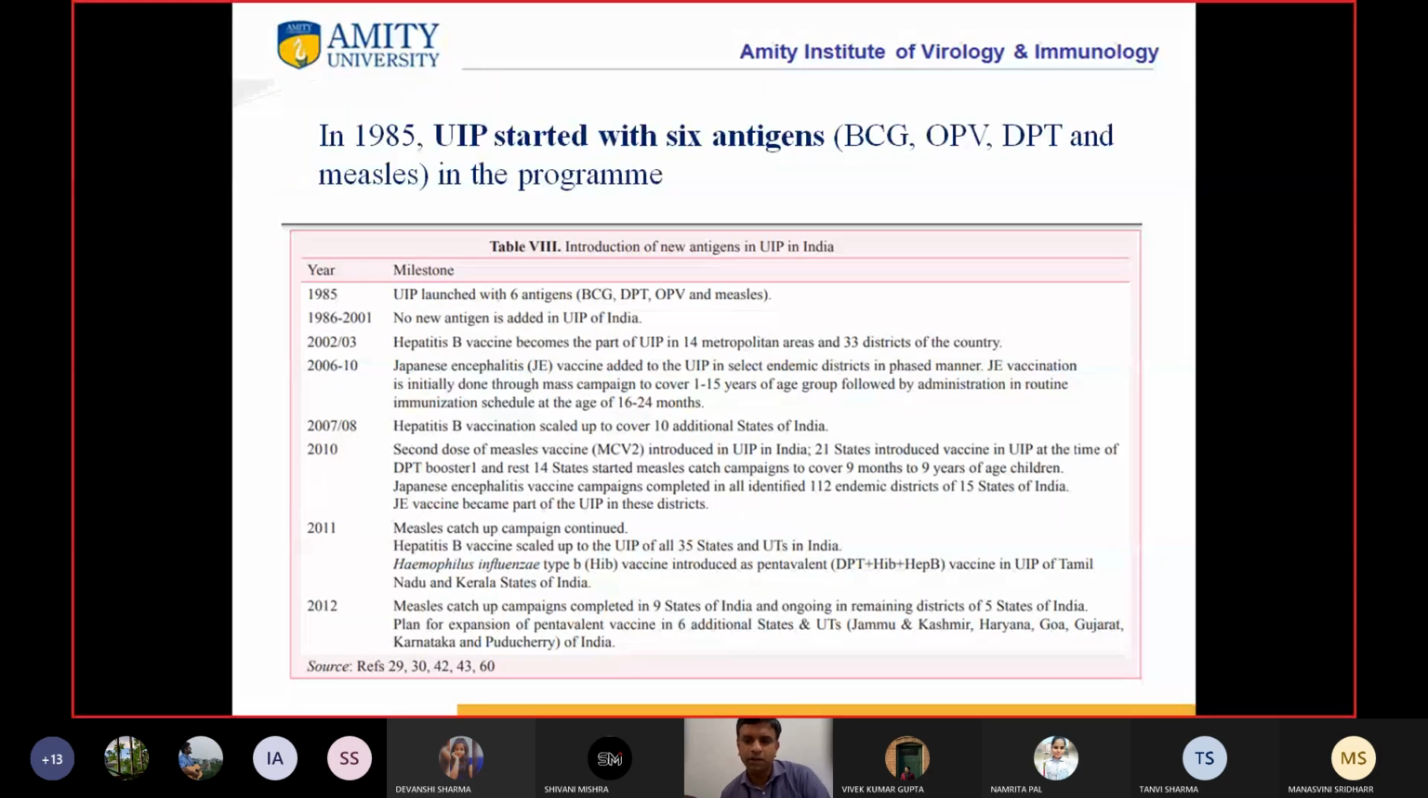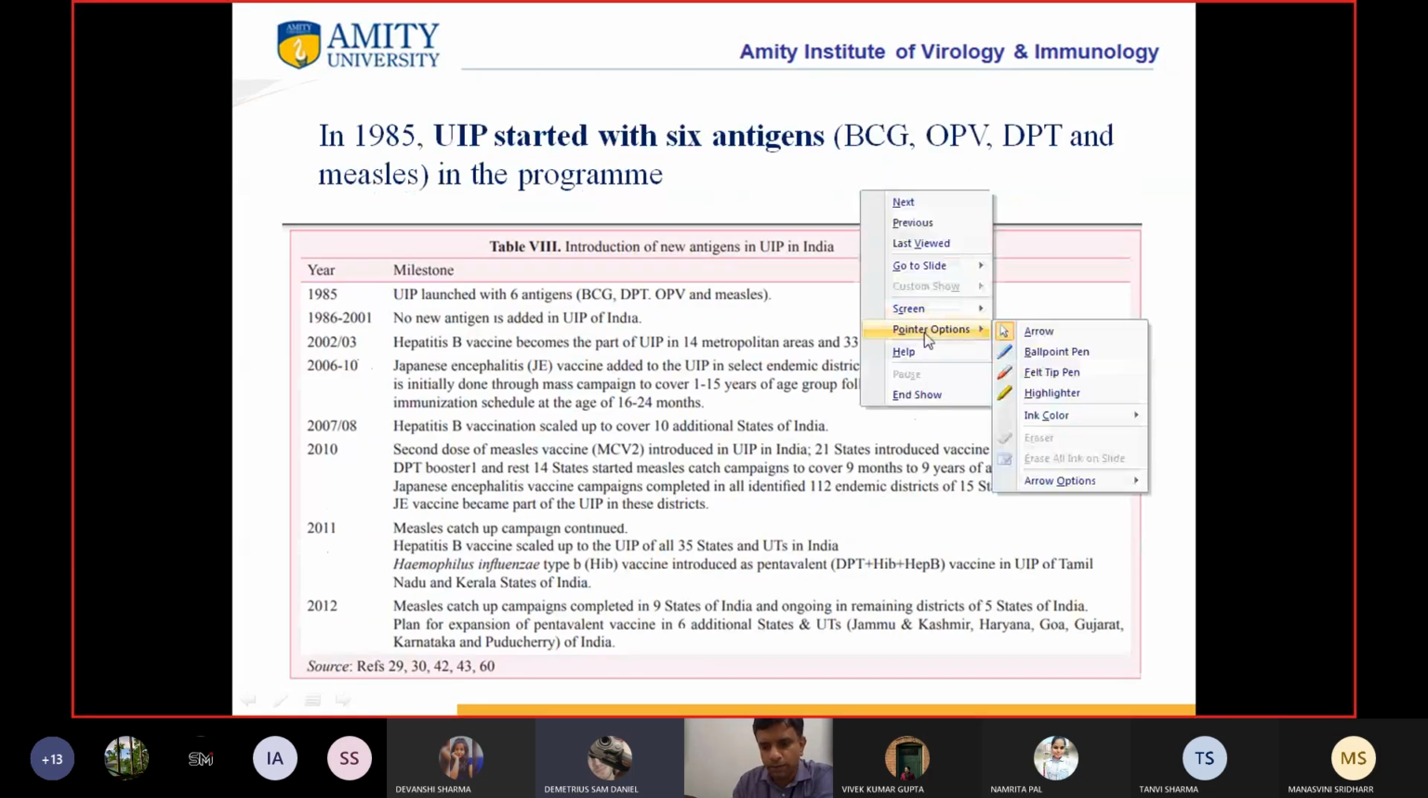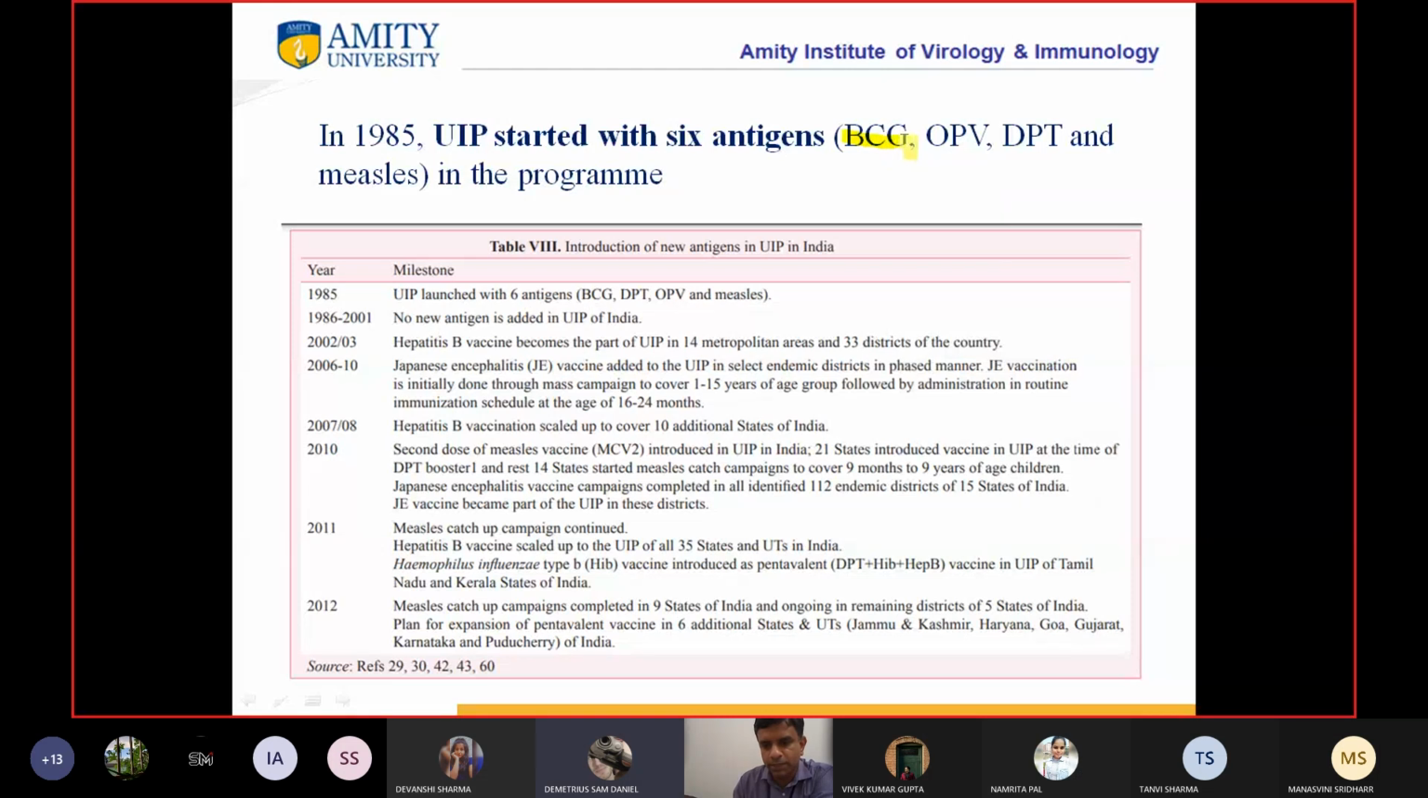See carefully, and maybe if you know the full form of these, any idea? Sir, DPT was three different, a combination of diphtheria, tetanus, and pertussis. Right. So you can see this is one, BCG, one of the antigens, for tuberculosis; oral polio vaccine, two; diphtheria, three; pertussis, four; tetanus, five; and measles, six. So the UIP started with 6 antigens.